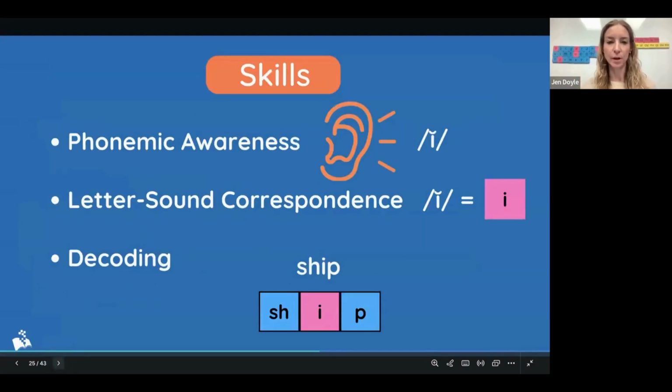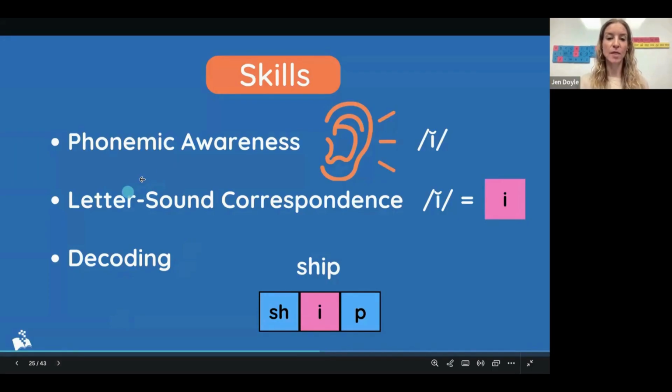So let's talk about the skills that are involved here, because what's really important to remember is that orthographic mapping itself is not a skill, it's a process. The skills that are involved include these three pieces. We've got phonemic awareness, which is hearing a sound like i in the word ship and recognizing that it comes in the middle of the word. Being able to isolate that, manipulate sounds in words, blend them together, and identify them is super important for students, because without that, it's much more difficult to then attach a letter to the sound.